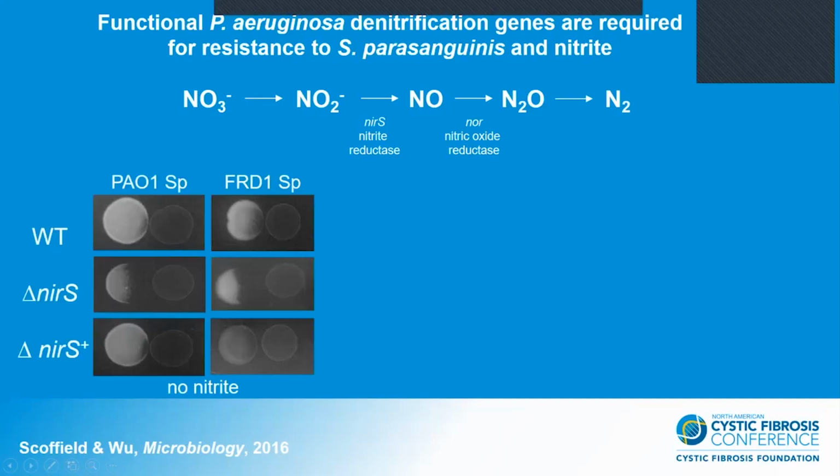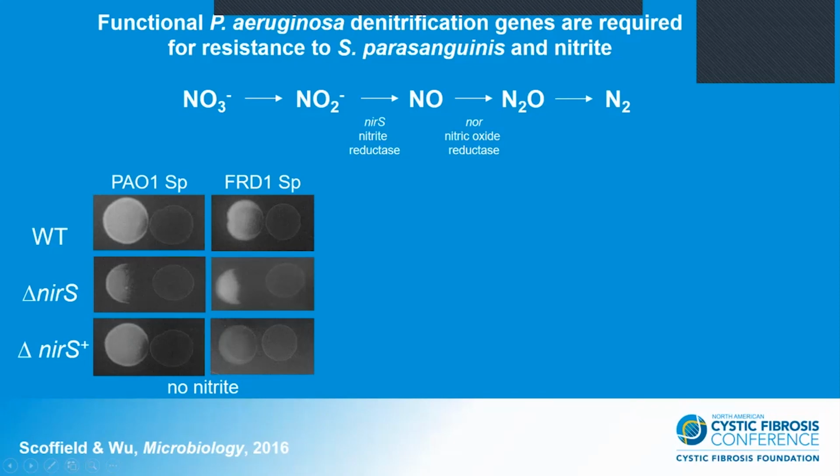And so we created mutations in nitrite reductase, the NIRS gene, in both the PA1 and Furta1 background. And interestingly, we saw that loss of nitrite reductase made Pseudomonas more susceptible to parasanguinus even without the addition of nitrite. And of course, the growth was restored in the complemented strain.